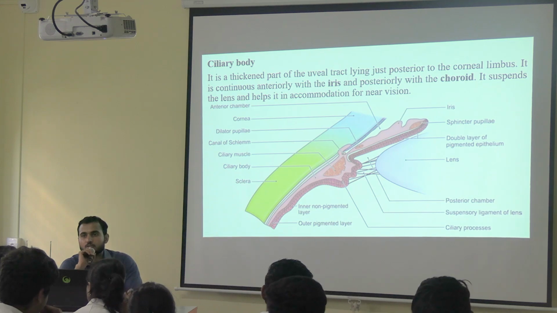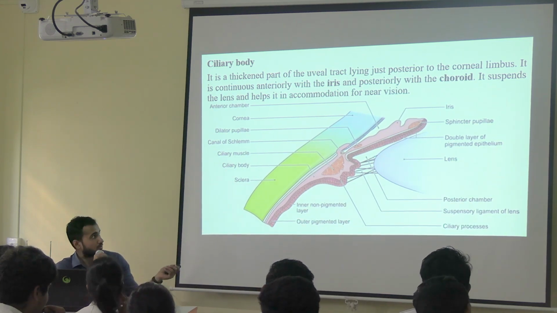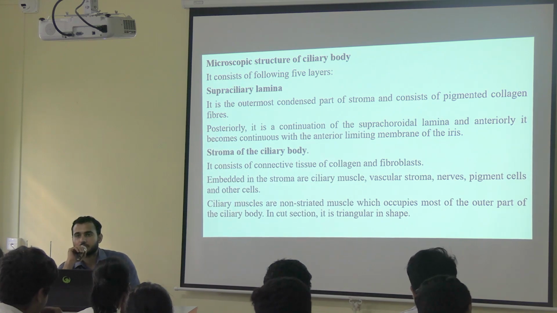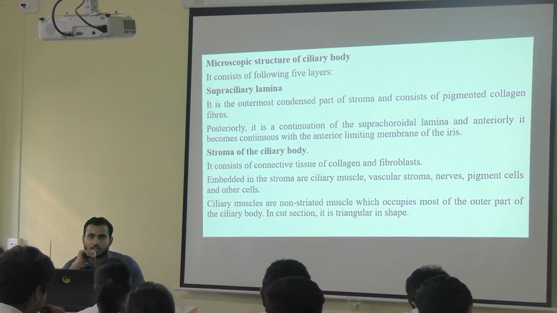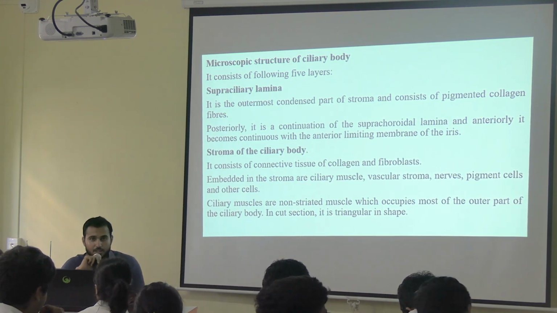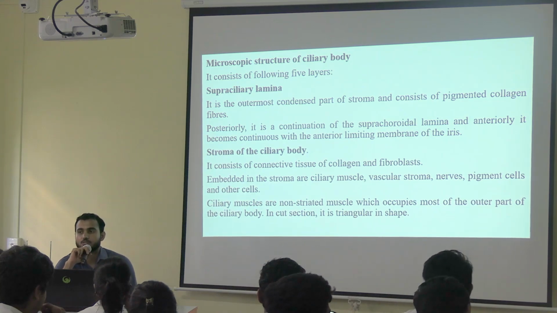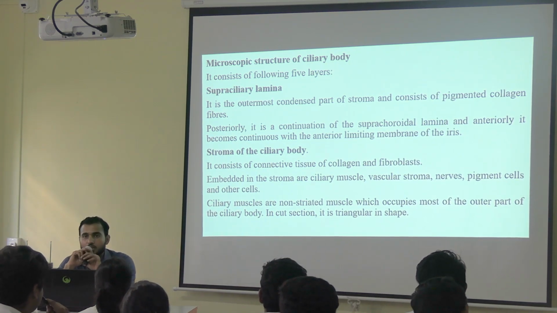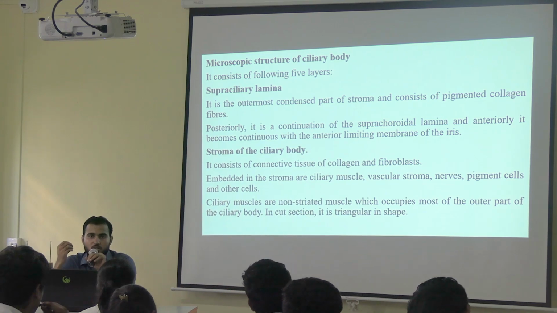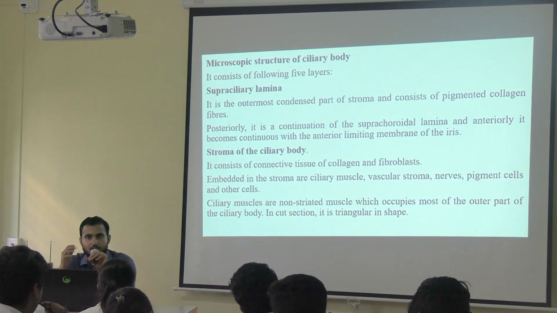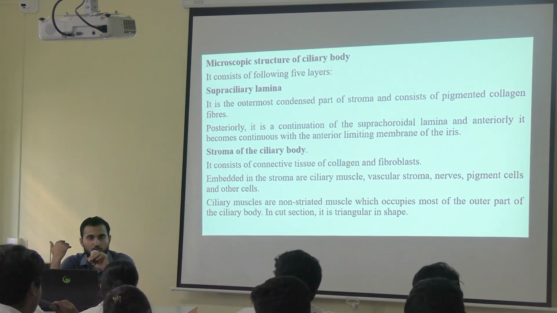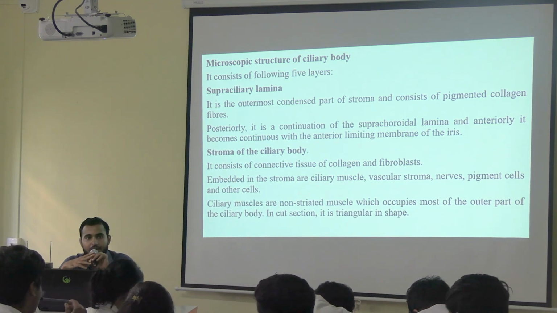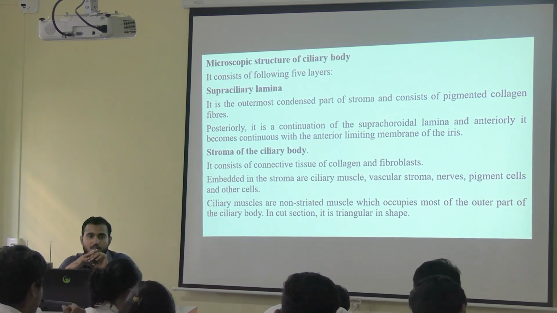Okay, next, the microscopic structure of the ciliary body. Can you guess how many layers are there in the ciliary body? Any idea? It is written, 5 layers are there. Okay. So see, in the beginning I told you there is nothing else, only layers after layers. Again when we go to the iris, there are also layers, 4 layers. Next when we go to the retina, 10 layers are there.